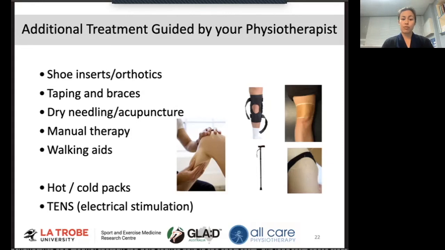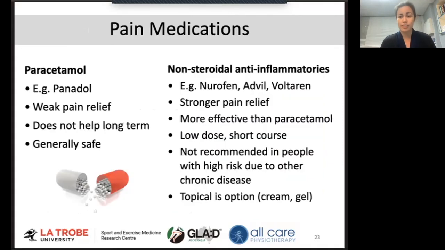So if we now have a talk about pain medications, which is another second-line treatment, and often we do see a lot of patients with osteoarthritis on these medications. And again, they should be used in addition to the first-line treatments. So paracetamol or Panadol is a weak painkiller. It has few side effects and it can help in the short term. However, studies have shown that there's no long-term benefit to regular use in comparison to placebo, so a fake tablet.